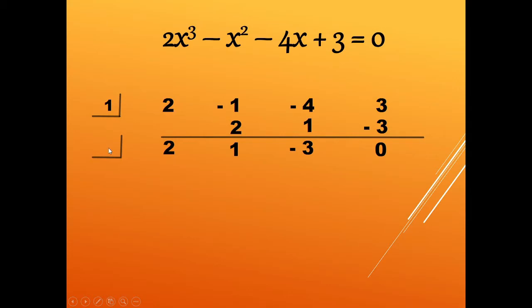O, try uli natin. O, 1 ulit. So, bring down 2. 2 times 1, 2, plus 1, 3. 3 times 1, 3, minus 3, 0. Okay, 0 again. So, that means to say 1 is correct. So, meron na tayong dalawang root. At dito natin kukunan yung pangatlong root kasi hindi na to pwedeng i-synthetic division.